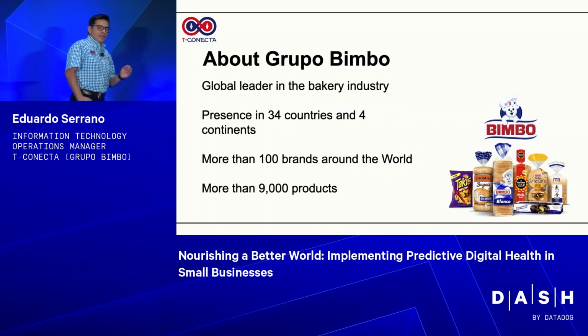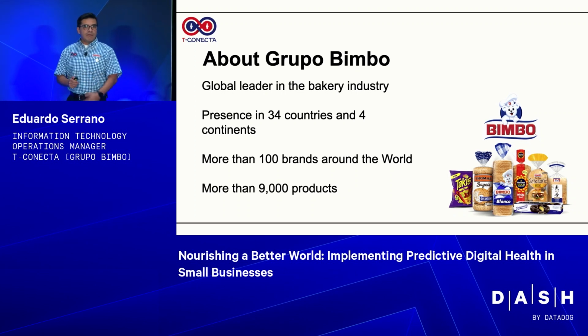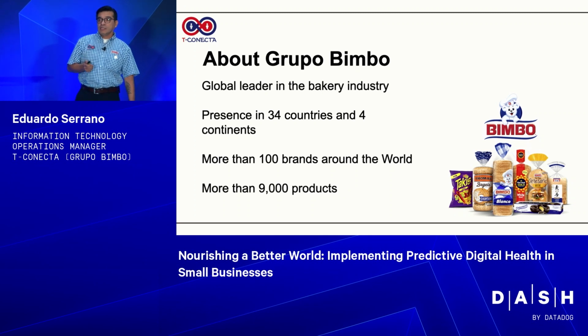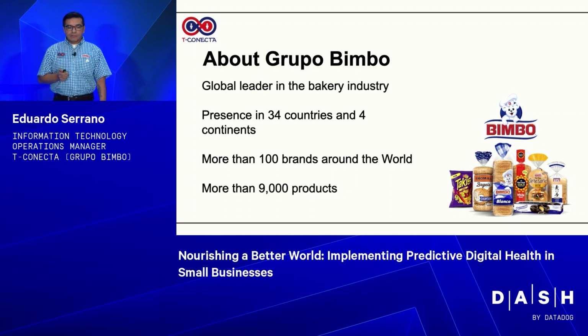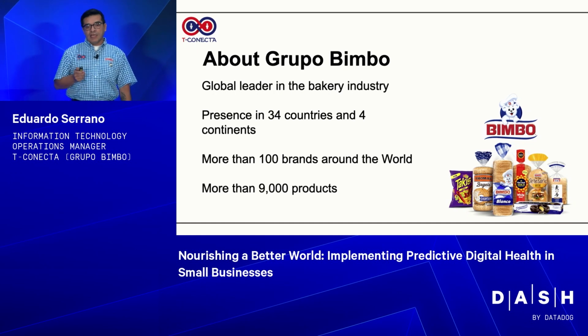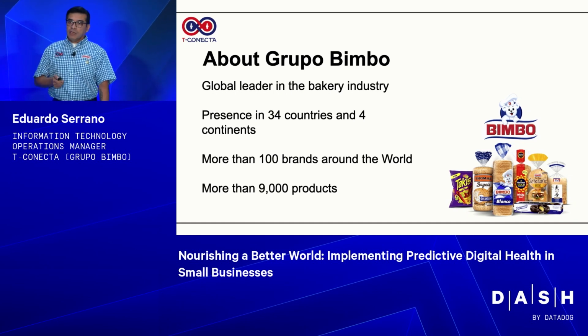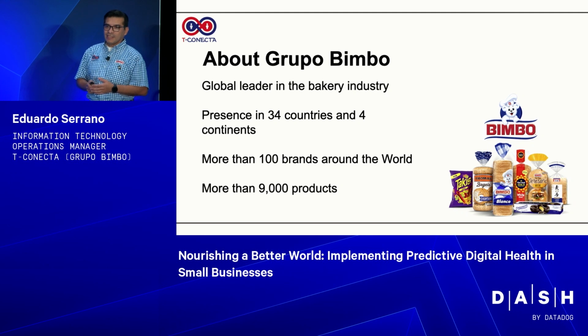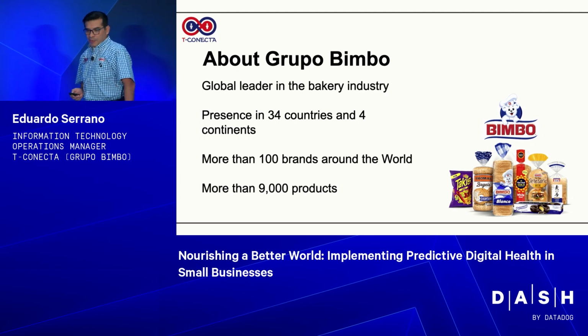So let me make a little introduction about Grupo Bimbo. Grupo Bimbo is a Mexican company that is a global leader in the bakery industry. We have presence in 4 countries, and we have more than 1,100 brands and more or less 9,000 products. Maybe you consume some of the products here in the United States. One of the star products now is Takis.